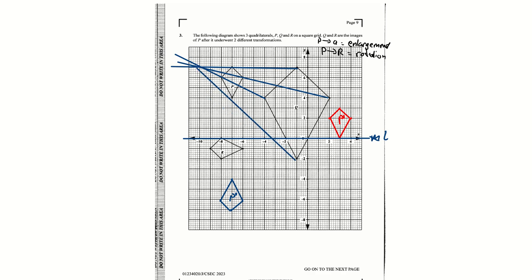You take all your points and extend it, and where they all intersect would be my center of enlargement, which is x is -10, y is 7. So my center of enlargement is (-10, 7). Do we get that, guys?